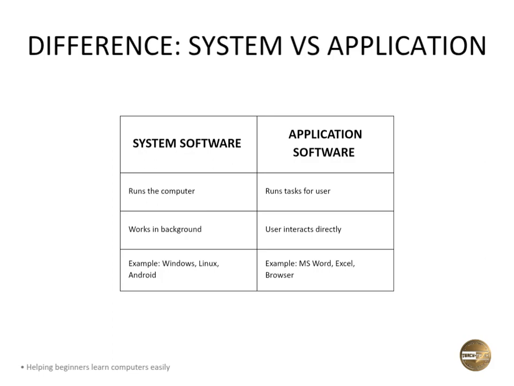Now let's see the difference between system and application softwares. System software runs the computer, whereas application software helps you do the tasks. System works in the background, application works in the front where you use it directly.